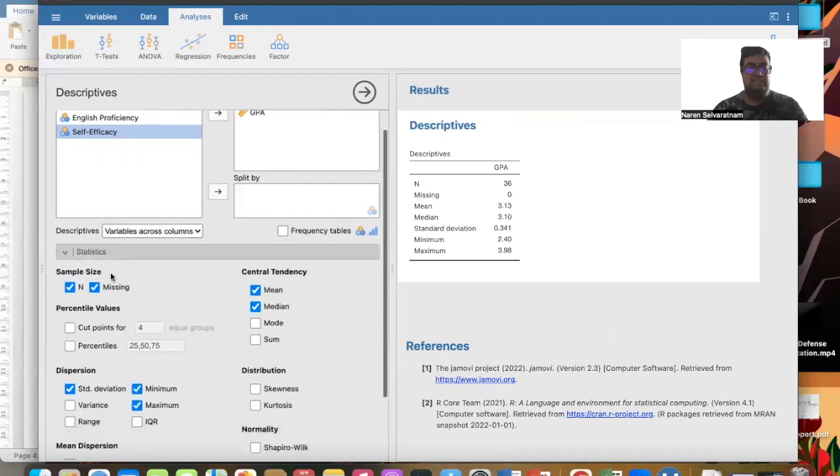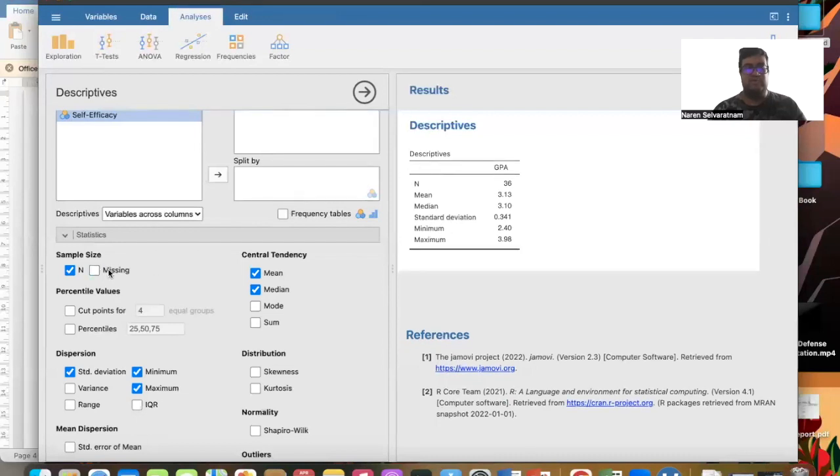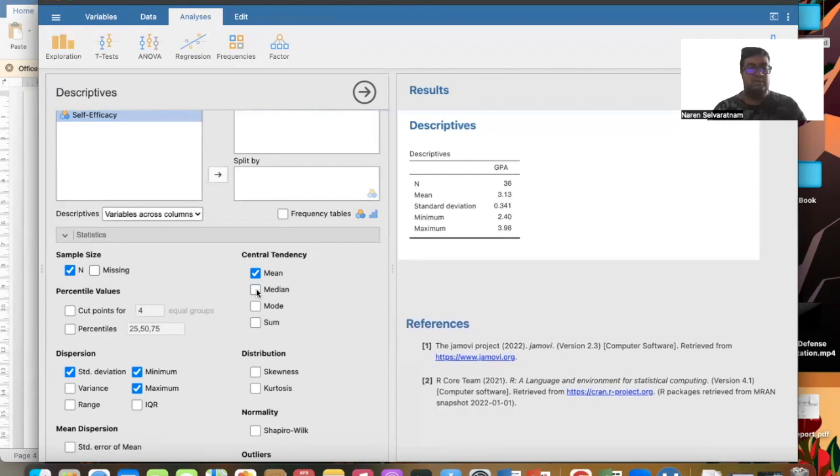Here in the statistics, I am going to select the most important ones. N is 36, that is given here. I don't need the missing value, so I'm going to remove it. So deselect this and it will go away. I need mean, I don't need median. And then standard deviation is here. The minimum GPA here we have the total data set is 2.40 and the maximum is 3.98.